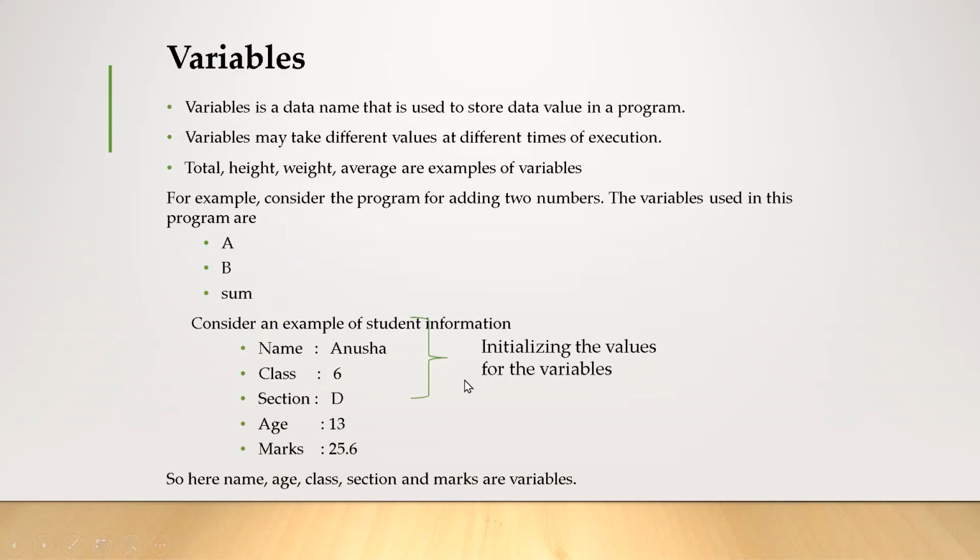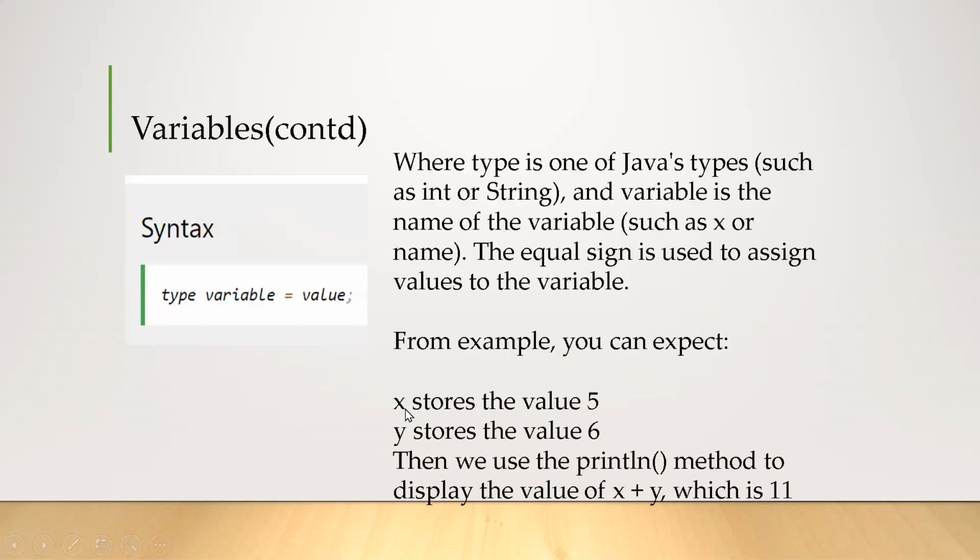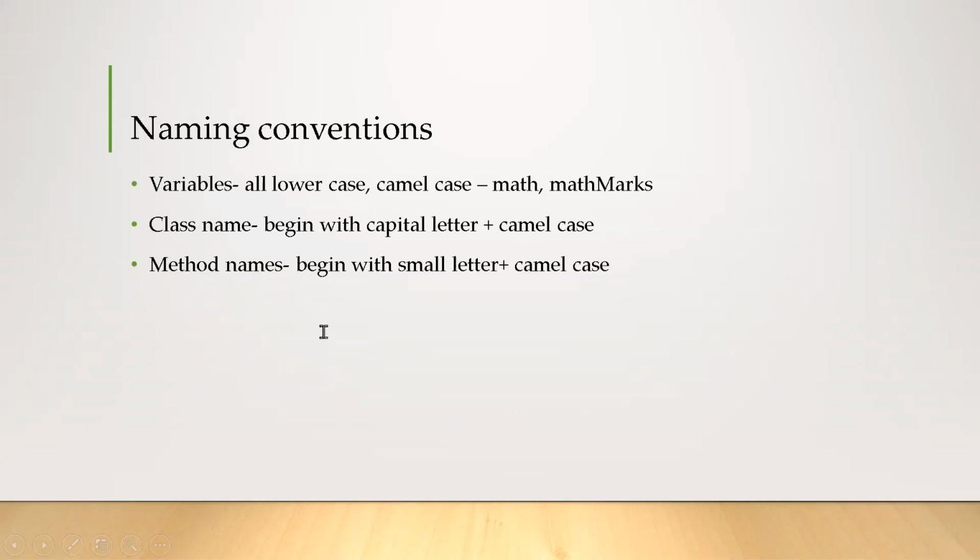Clear? So basically a variable is a data name that is used to store the data value in a program. So the name could be Anusha, class could be 6, standard could be D, age could be 13, and marks could be some other value. So these are all the variables, and these are all the values in these particular variables. We are initializing, which means we are giving some value to it. How do you declare the variables? Give the data type, variable name, put its value. This is how you can give the variable names. Is this clear?